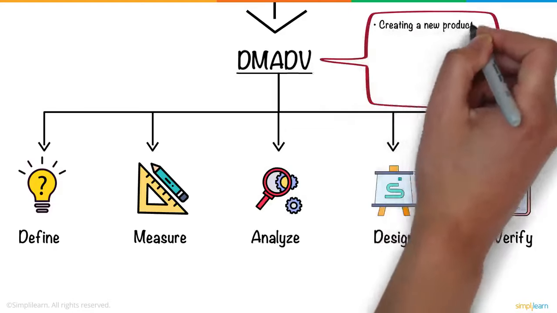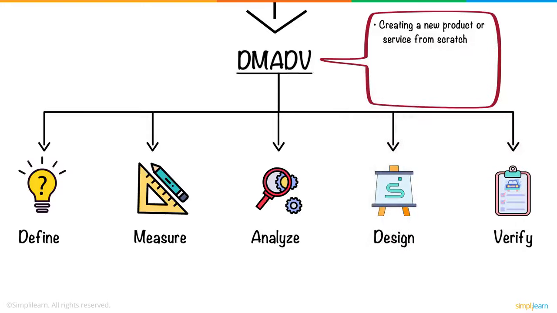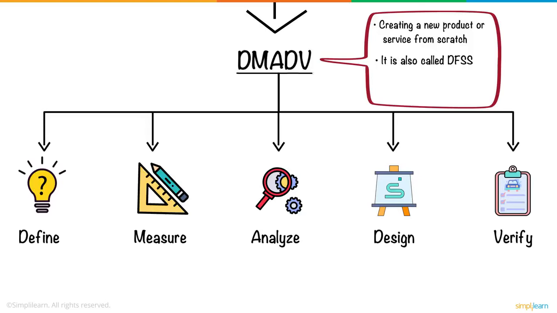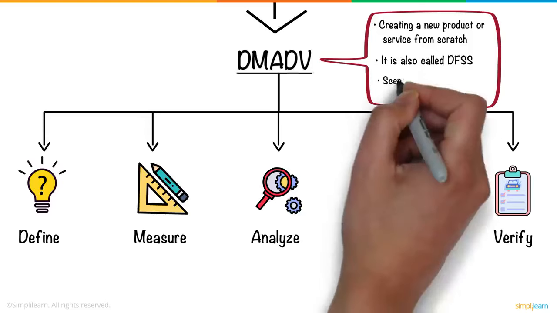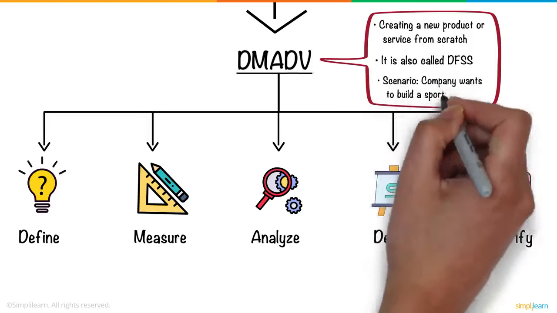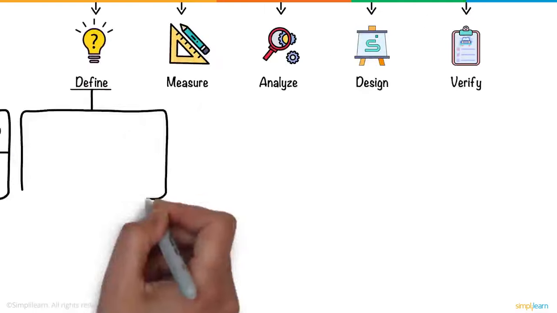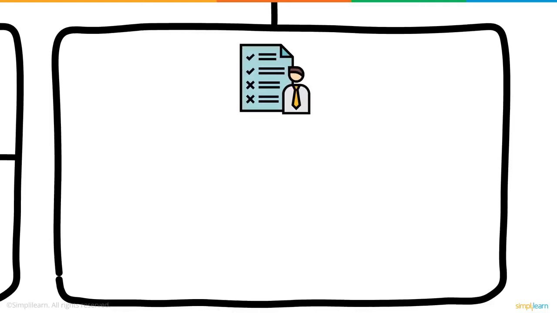It is used when the company has to create a new product or service from scratch. It is also called DFSS, or Design for Six Sigma. Let's take the scenario where the company decides to build a new model, a sports car. In the Define phase, you define the requirements of the customer.